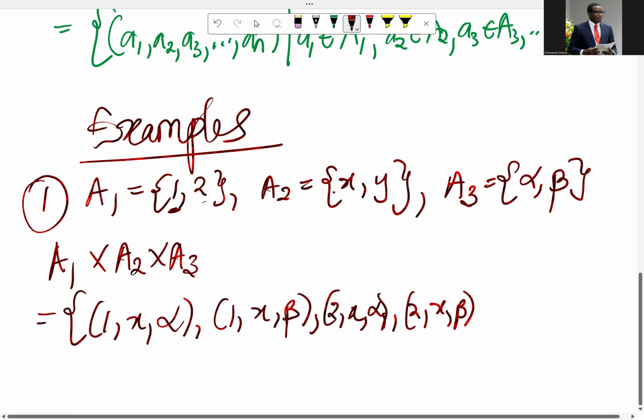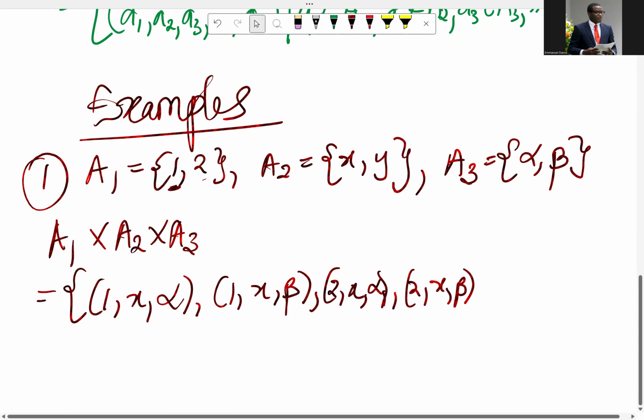Once that is done, you move to the y part. You begin to do y. Everything you did with x, you do with the rest. So you pick 1 again: (1, y, alpha), then (1, y, beta), and then you go again: (2, y, alpha), and then (2, y, beta).